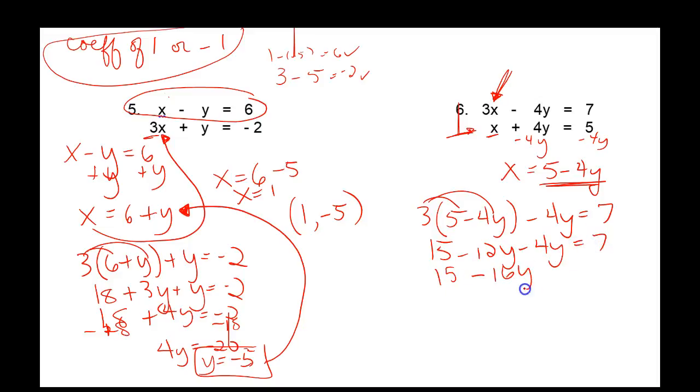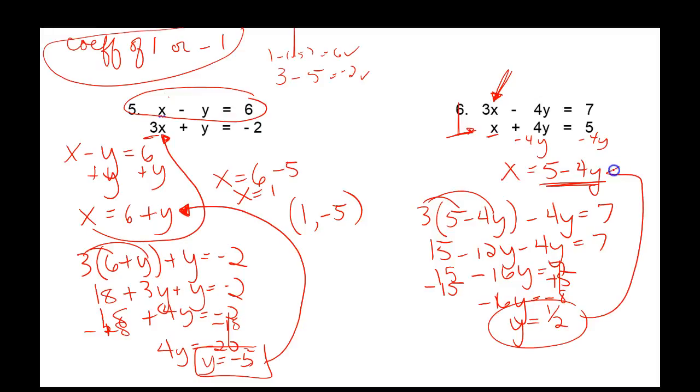Let's distribute. 15 minus 12y minus 4y equals 7. 15 minus 16y equals 7. Now I'm going to subtract 15 from both sides. -16y equals -8. y will equal 1/2. Well, I got y. Take it back to this equation right here, folks.